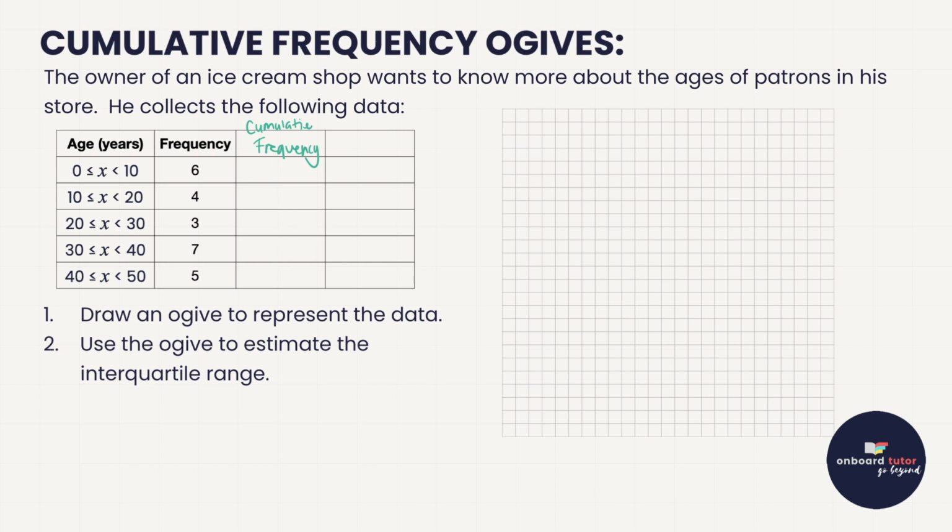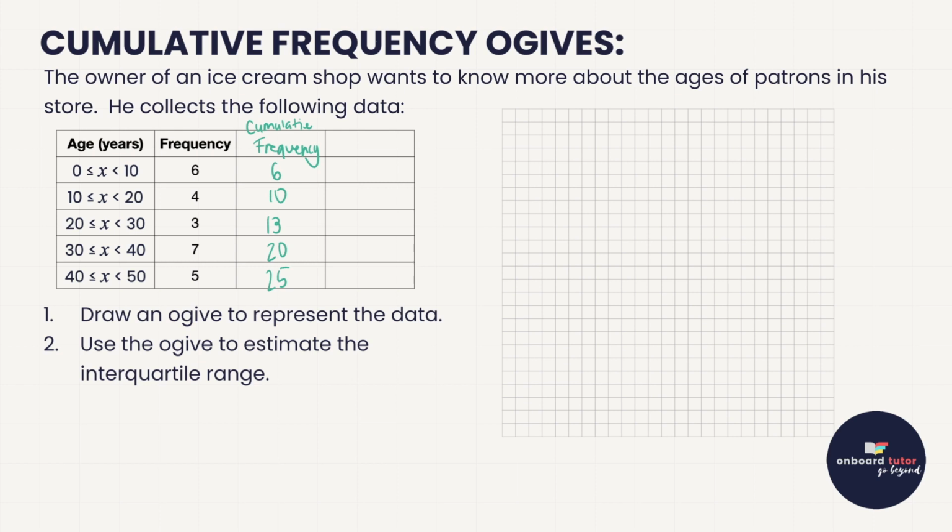So in this first block, we've just got 6. In the next block, we've got the 6 from the previous row and the 4 that we've just gathered. So 10. Then we can add another 3. Then we're going to add another 7. And lastly, another 5. Okay, so that means 25 people entered the ice cream shop on the day that the owner did this data research.